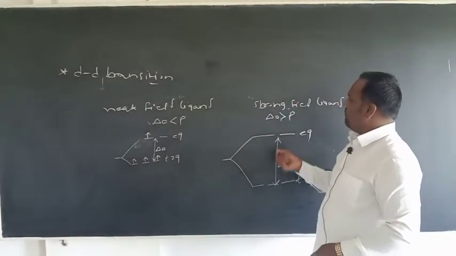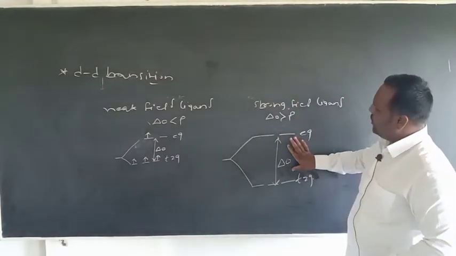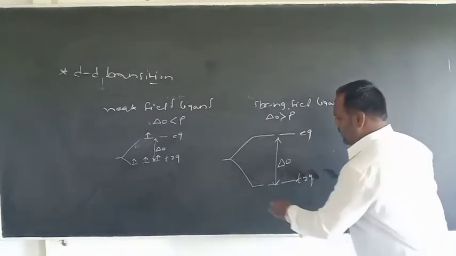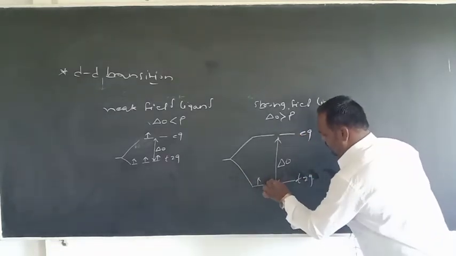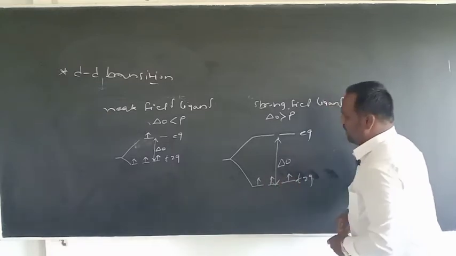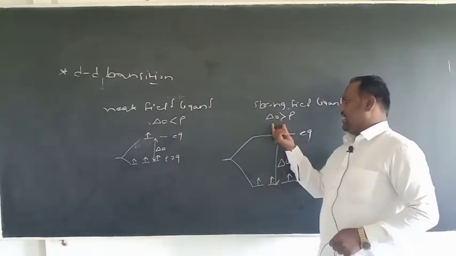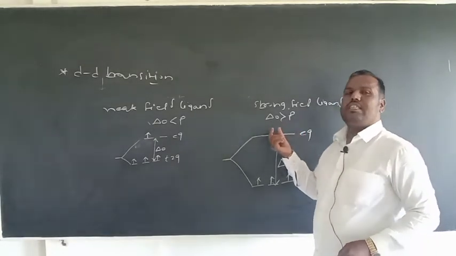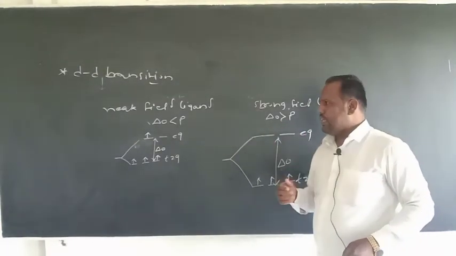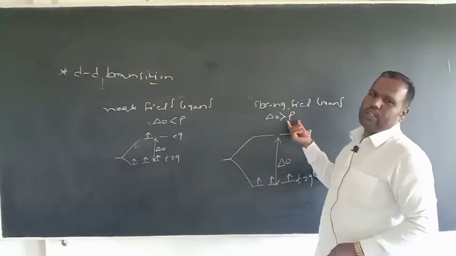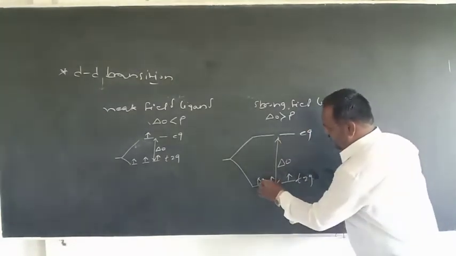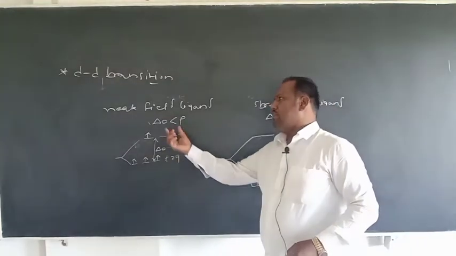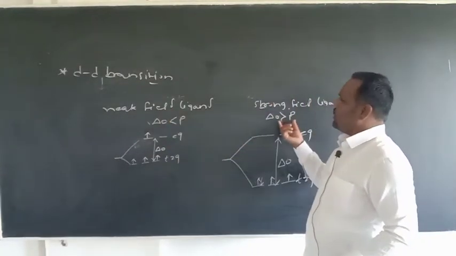But in this case, if you consider the strong field ligand, the delta octahedron is very large as compared to pairing energy. Again we consider 3 electrons, and if you add a next electron, in this case delta octahedron is greater than the pairing energy. So pairing energy is less as compared to weak field ligand. So less energy is required to pair the electron, and therefore the next electron goes into the T2G orbital. So this is the difference between weak field ligand and strong field ligand.